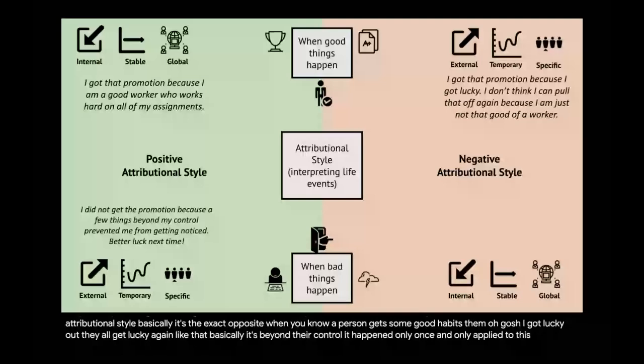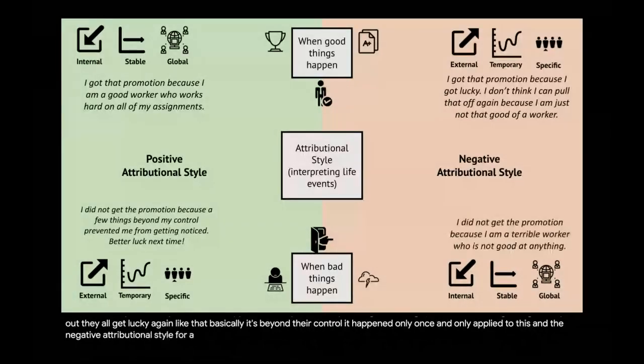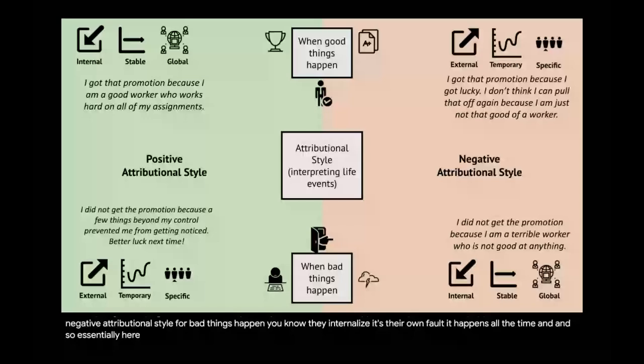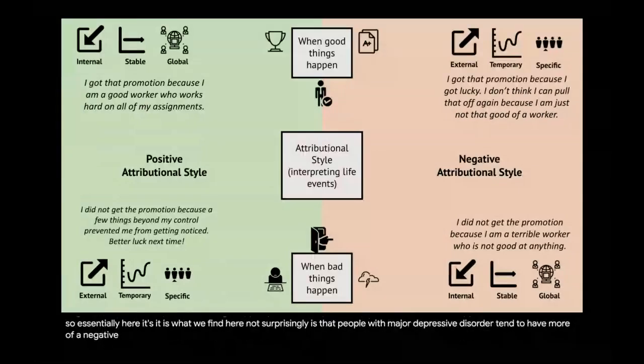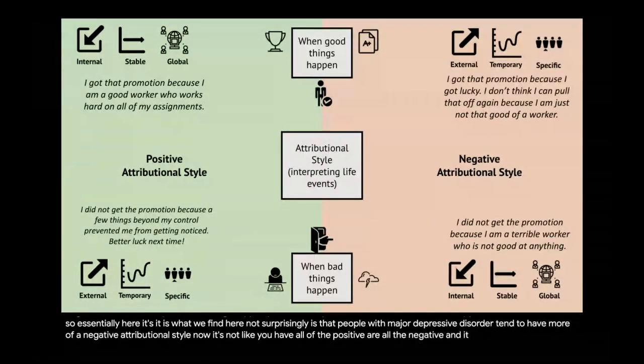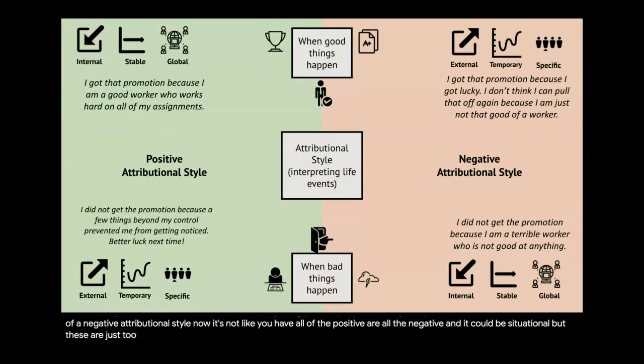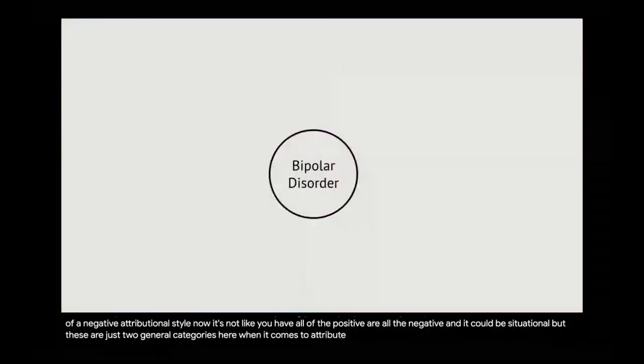And with the negative attributional style, when bad things happen, they internalize it. It's their own fault. It happens all the time. And what we find here, not surprisingly, is that people with major depressive disorder tend to have more of a negative attributional style. Now, it's not like you have all of the positive or all of the negative, and it could be situational, but these are just two general categories when it comes to attribution.